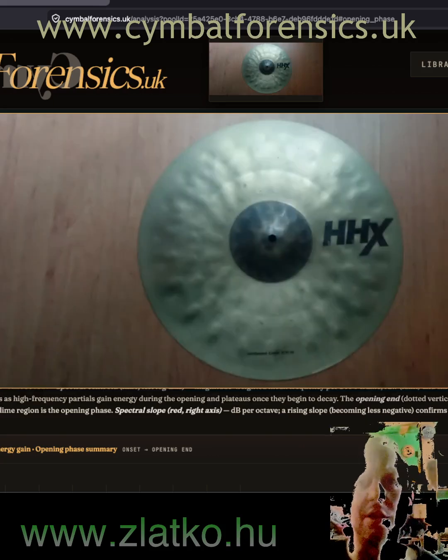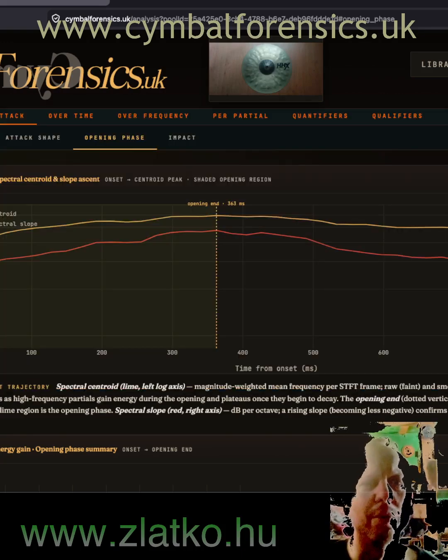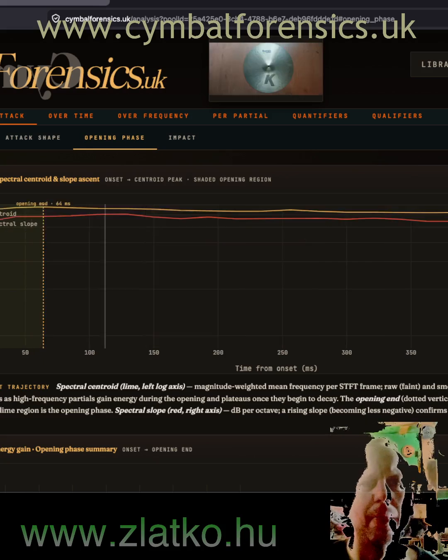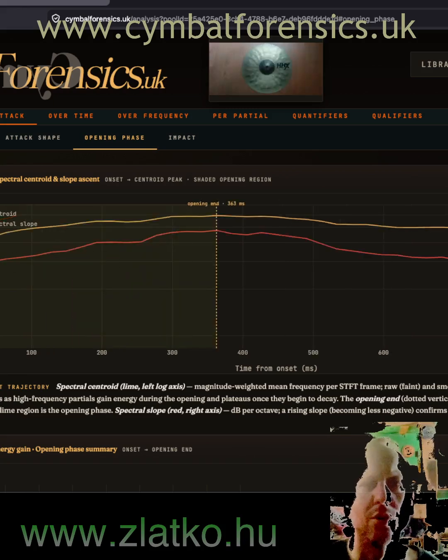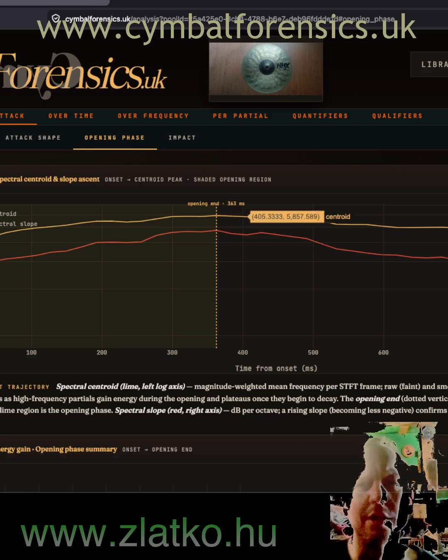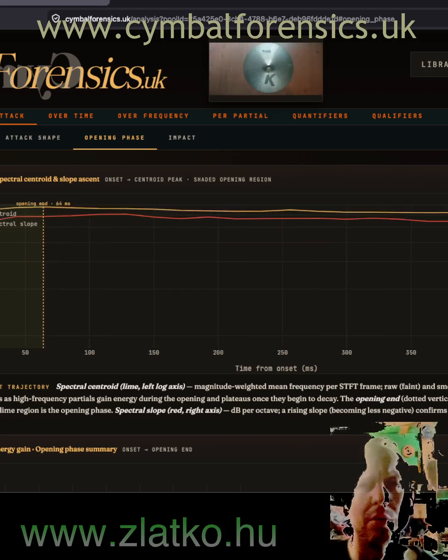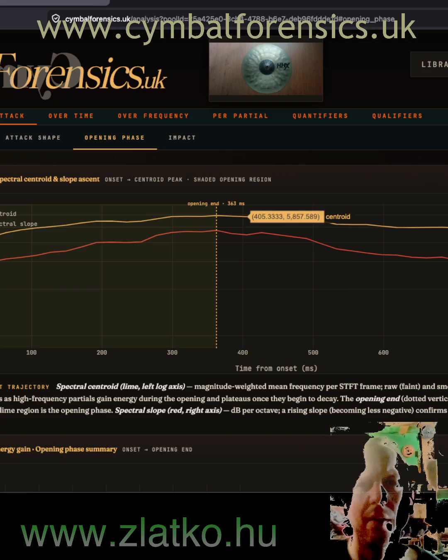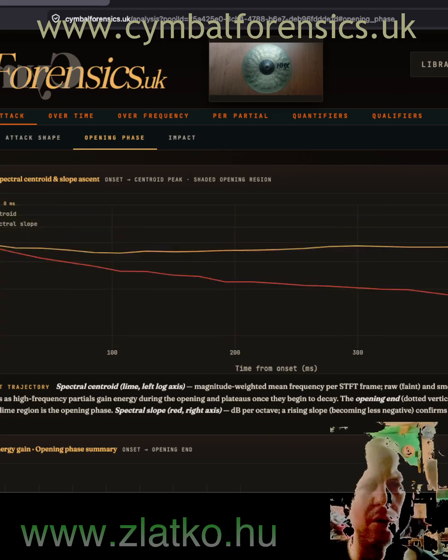So you can kind of see that the HHX, which is the opening, compared to the K, which kind of kicks in straight, it's traceable. So you see that the centroid is slowly growing in, whatever, the first half a second or less. So it kind of estimates an opening end here as well. So here I have 64 milliseconds. And here I have 363.